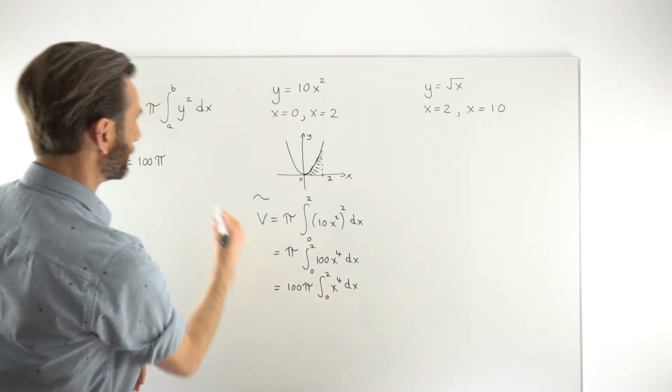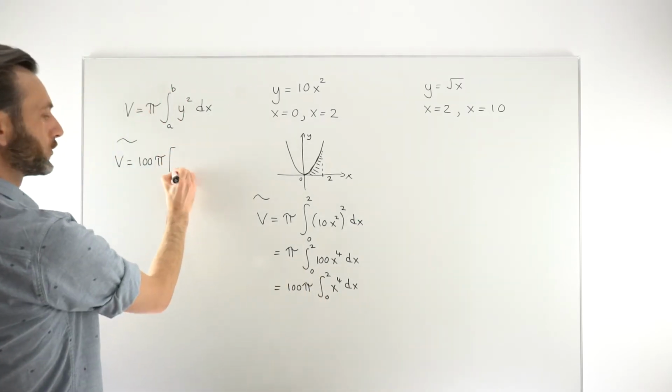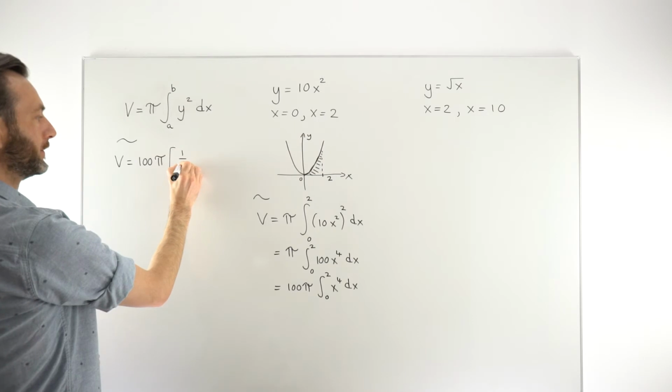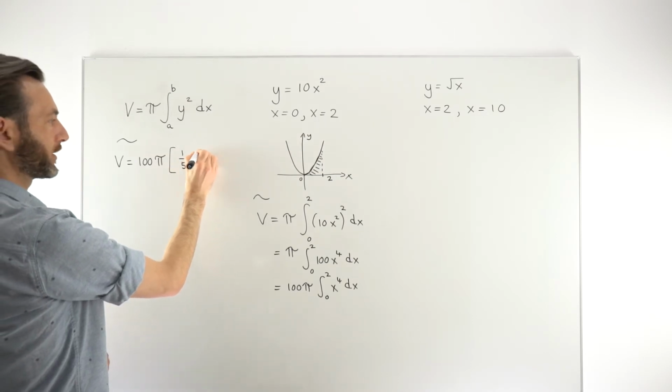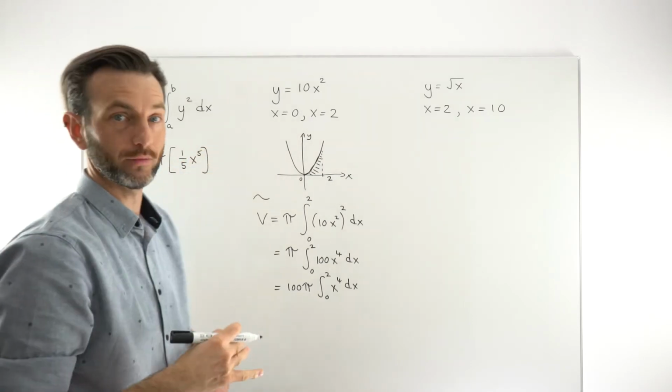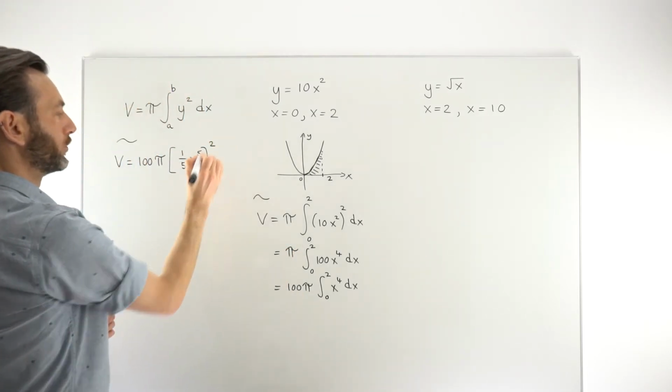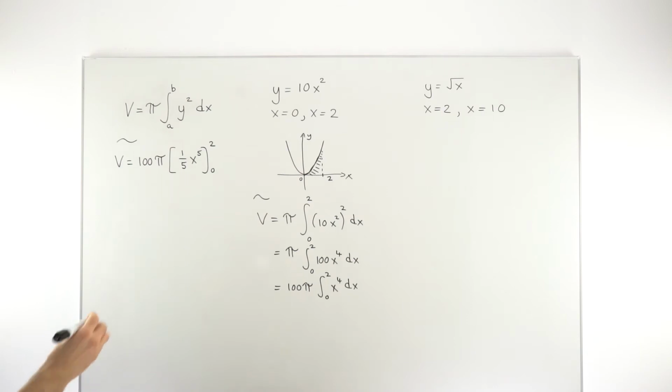This is in a form that can be integrated using the power rule. So we're just going to increase the power by 1. So that's going to be x to the 5 and divide that by 5. So I'm just going to write that as 1/5 x to the 5, or you could write it as x to the 5 over 5. Either way is fine. And then integrating that between 0 and 2, so the limits are 0 and 2.